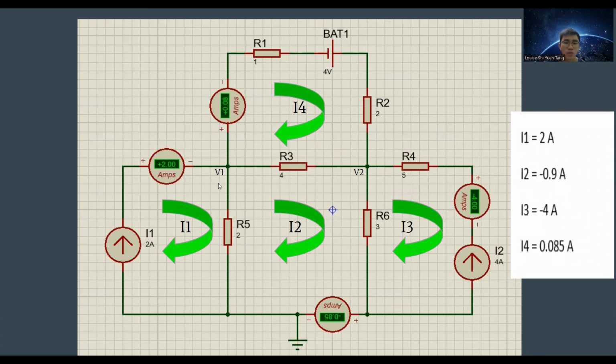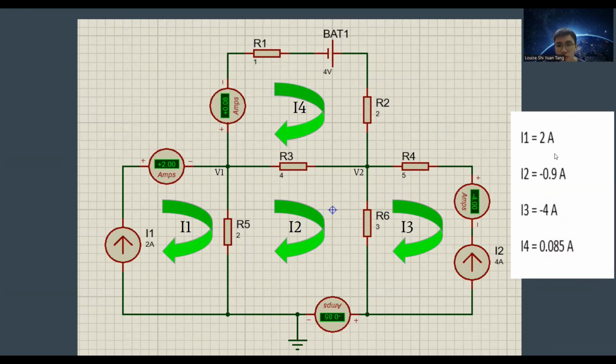Next, we go to the mesh analysis. We need to look at loop 1, loop 2, loop 3, and loop 4. What is the current there? I1 is 2 amperes, I2 is negative 0.85, I3 is negative 4, and I4 is 0.08.